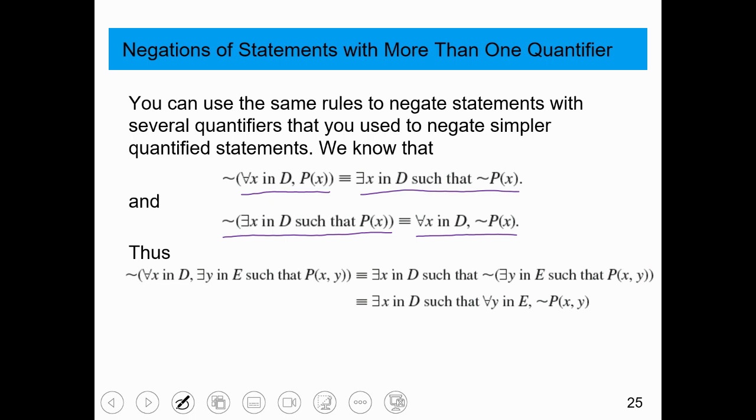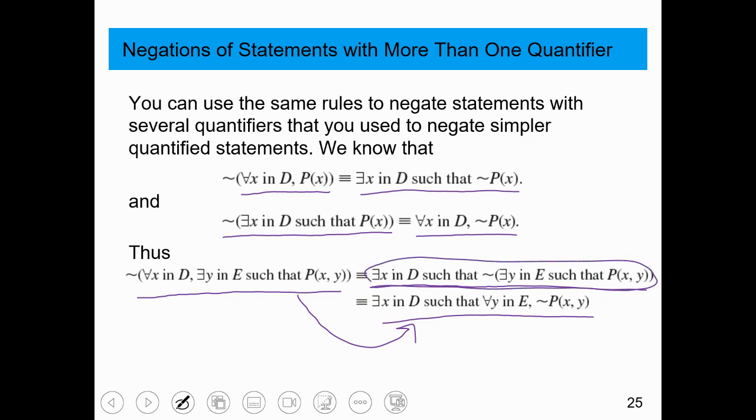So let's look at how we would negate for every x in D there exists a y in E such that P. Look at how the negation goes. There exists an x in D such that for every y in E, not P of x, y. Look at these two. This is kind of the middle guy. How did we get there? The negation of for every, there exists, is there exists, such that for every.